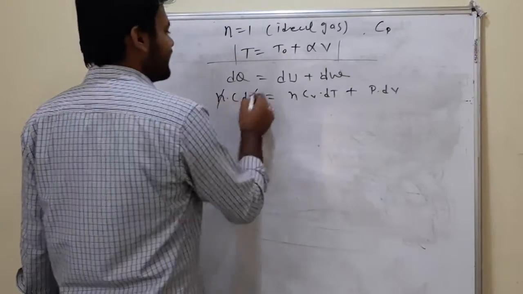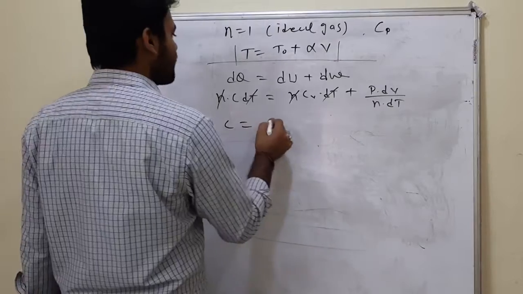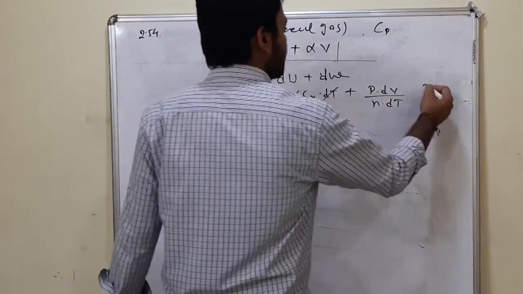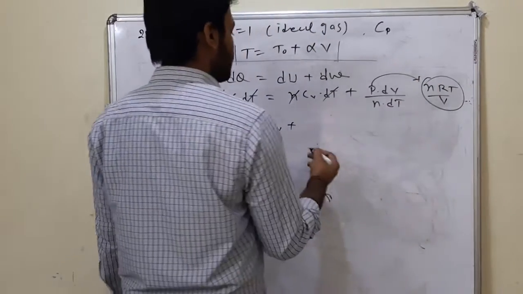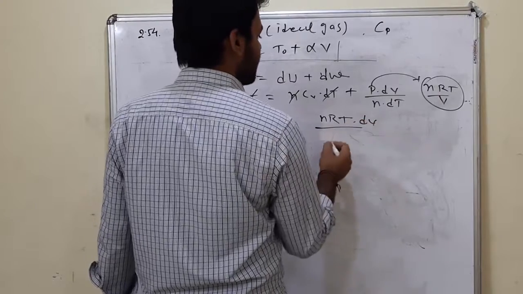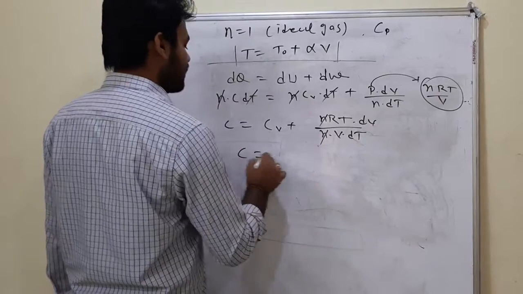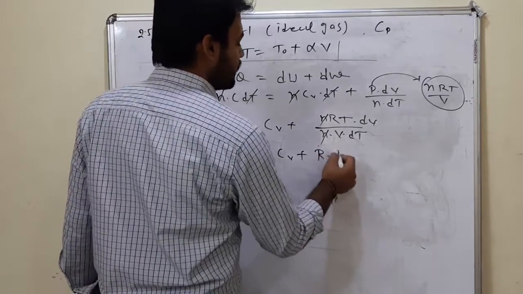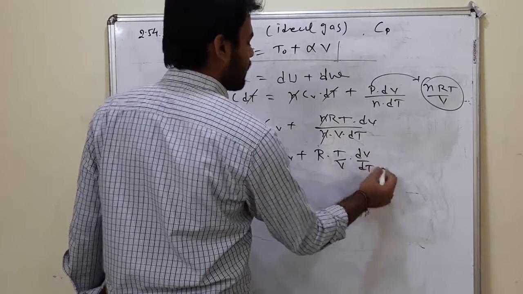Now this n dt will cancel out, so c becomes cv plus, this is what, p can be written as nRT divided by V. So it will be nRT into dV divided by n into V into dT. So this n and this n will cancel out, and c can be written as c equals cv plus R into T by V, into dV by dT.